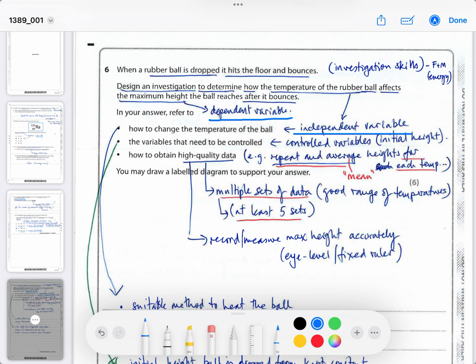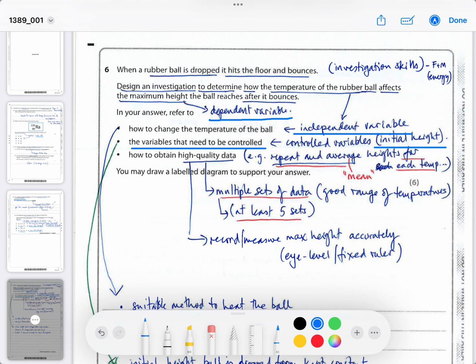And then you need to also think about the variables that need to be controlled. Why is that? Because the variable that needs to be controlled, to make it a valid test or a fair test, is crucial, so that you don't change anything else. For example, you should keep the initial height fixed. You're always doing it from the same height. You're just changing the temperature, okay? And then you're measuring the final bounce height.